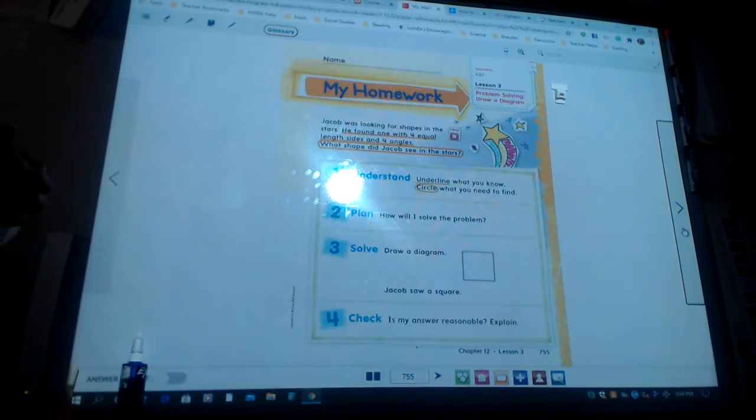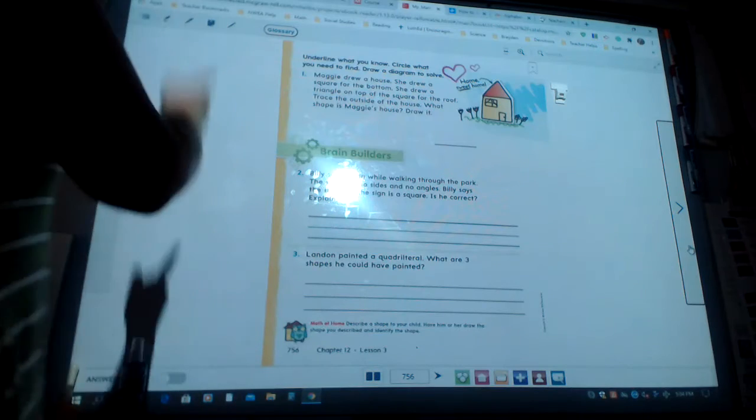This page has nothing on it. Again, it's just an example page, so you don't have anything to do on that page. So we're going to turn to page 756. Now, 756 is a little bit trickier. We got some more brain builders down here. But first of all, let's look at the top.